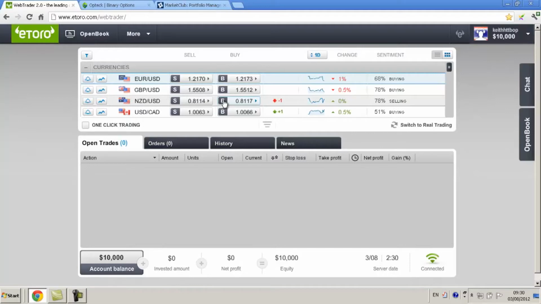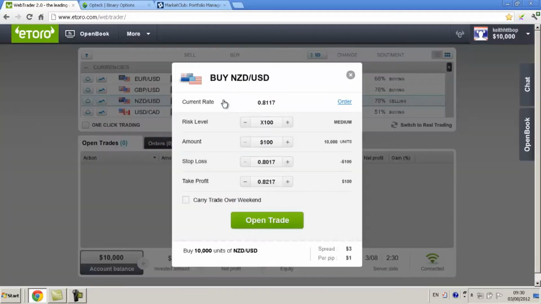But now we're going to put on 4 trades very quickly. So always 4 trades. So I'm going to hit buy here. For each trade, I'm going to put $200. Now the spread is going to be $6 per trade, and per pip is $2. If you move this over here, it's going to move your stop loss. You can see my stop loss there is almost the full 200.